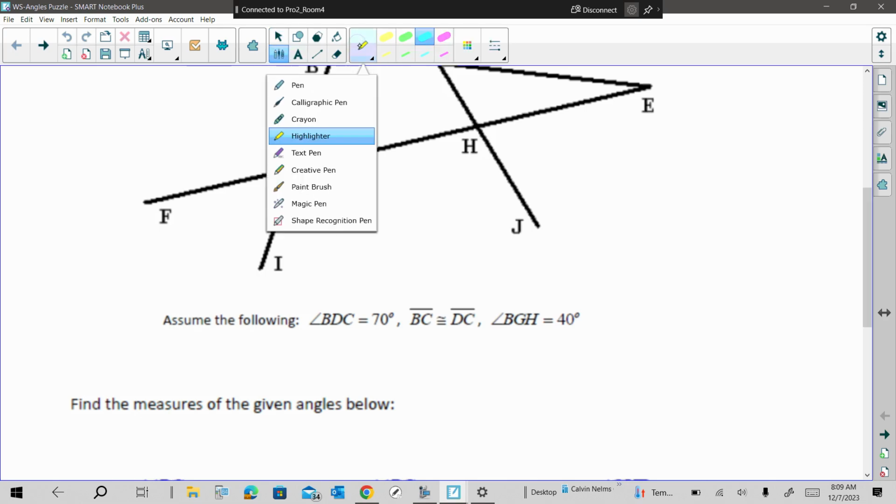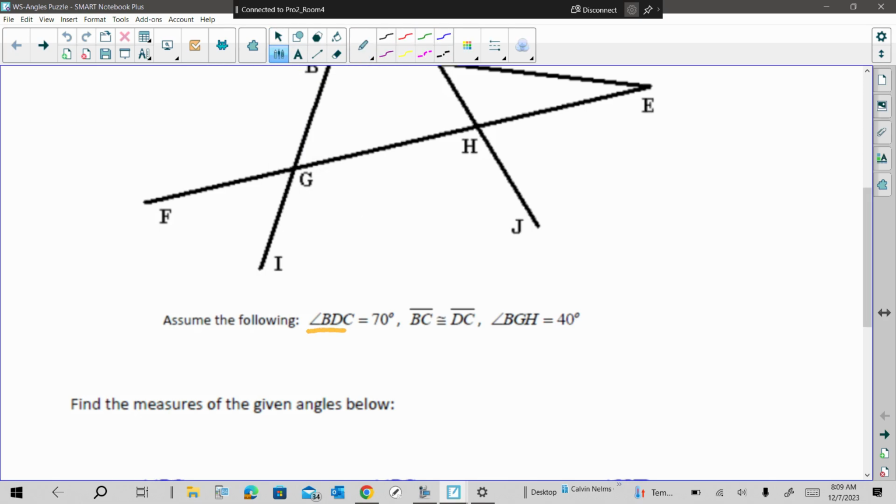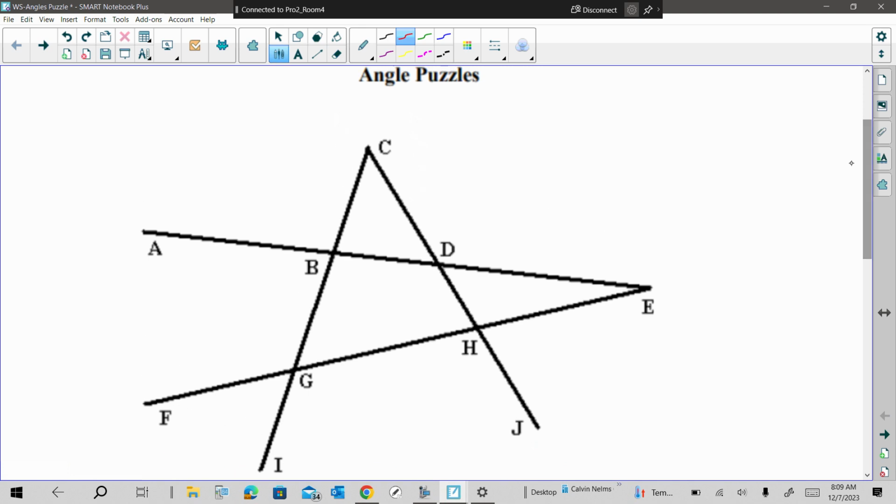The first thing that they give us here is down here. It tells us angle BDC is 70. What I've noticed in some of the struggles with your problem solving is understanding where the angle goes. If I just trace B to D to C like this, you always stop at the middle letter. So that angle is 70.